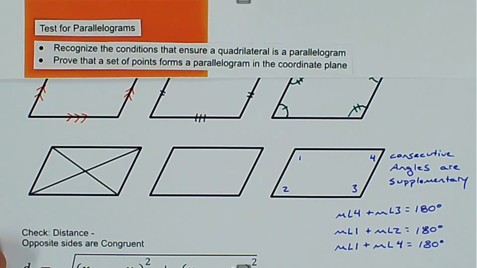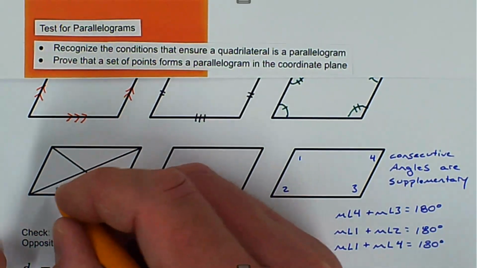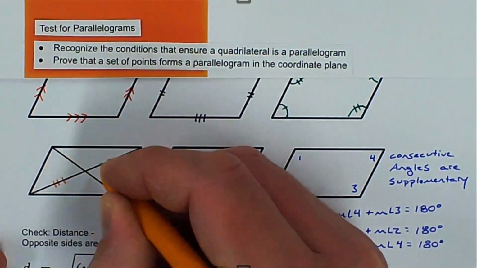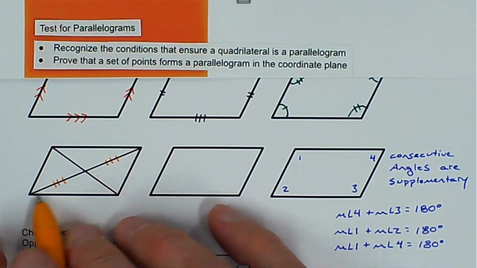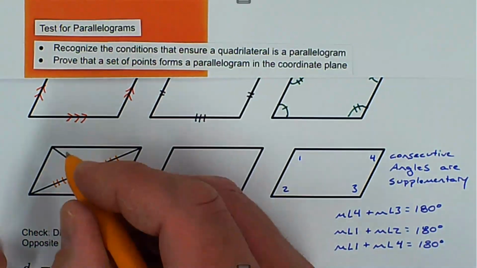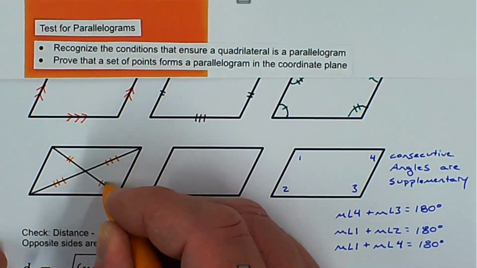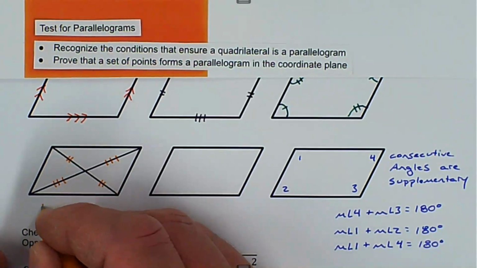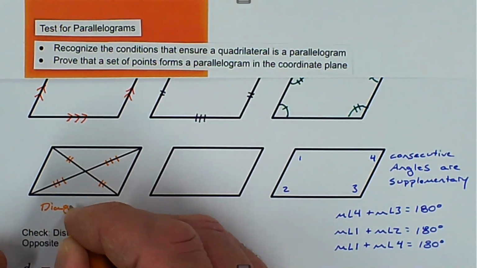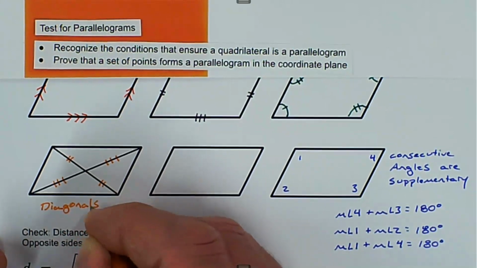We have 2 more that we want to check, and that is diagonals bisect each other. If we want to show that diagonals bisect each other, we would have to show that this portion of the diagonal is congruent to this portion of the diagonal, and these 2 portions of the diagonals are congruent as well, and that would be diagonals bisect.